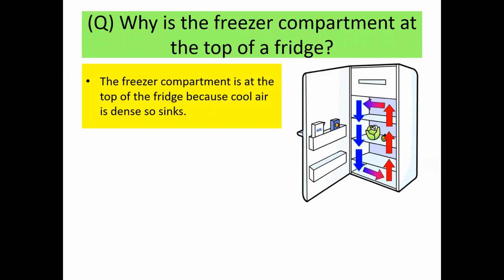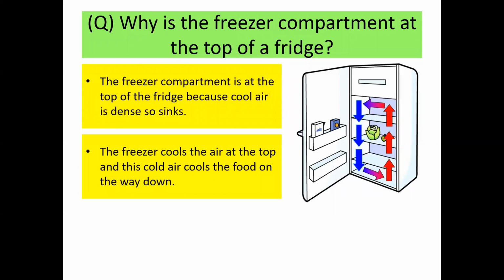So the freezer compartment is usually at the top of the fridge because cool air is dense, so sinks. The freezer cools the air at the top, and then this cold air cools the food on the way down as it's sinking.